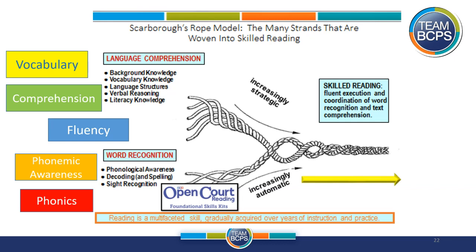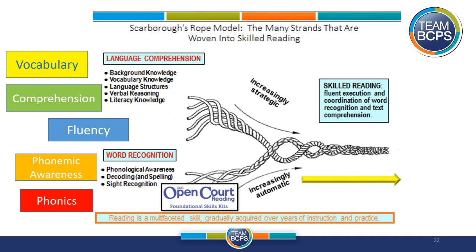Each of these three strands, phonological awareness, decoding and spelling, and sight recognition, get woven together tighter and tighter through explicit and systematic instruction. In BCPS, we use Open Court as our curriculum for addressing the foundational skills. And as they become increasingly automatic, that's what we call fluency. We want our students to become fluent at that decoding so that they're developing into increasingly automatic and strategic readers. The reason we want them to become so automatic is so that the cognitive effort of their brains can focus on the top half of those strands, which is the language comprehension.